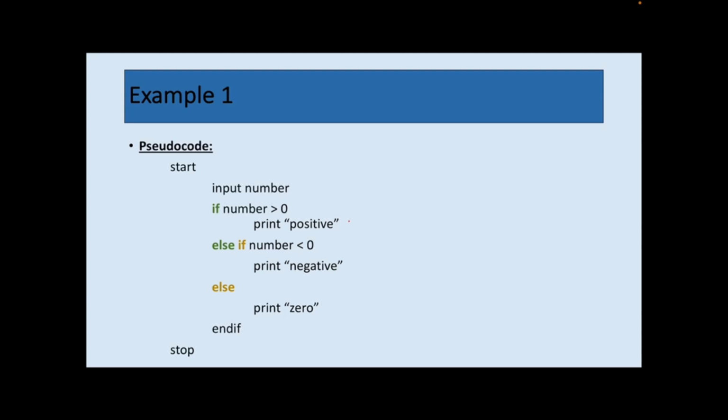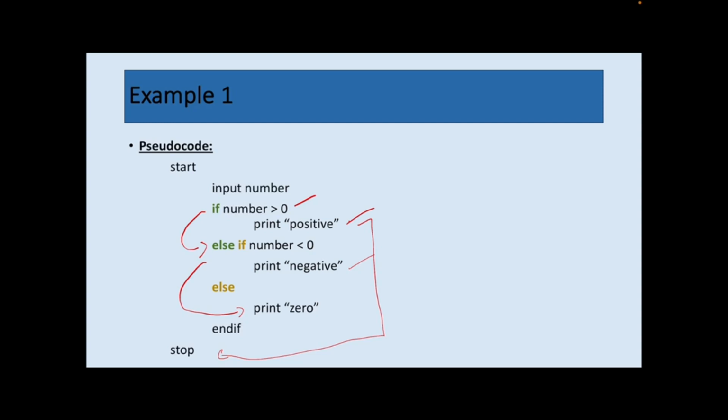Now, if number is greater than 0 and the condition here is true, it will print positive and then stop. But if the condition here is false, it will go to the second condition, else if. If the second condition is true, it will print negative, but if that condition is false, it will go to the else statement, which is print 0.